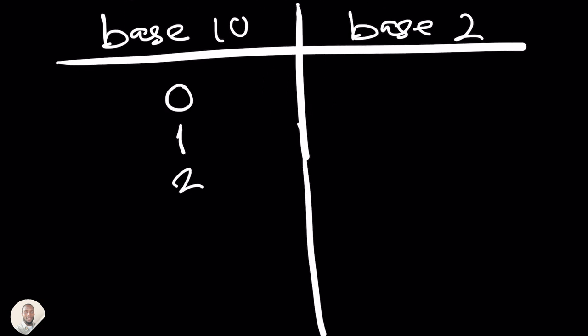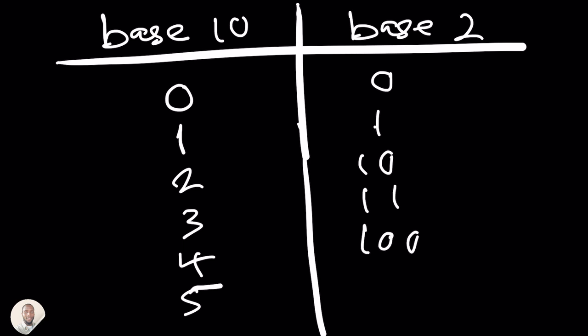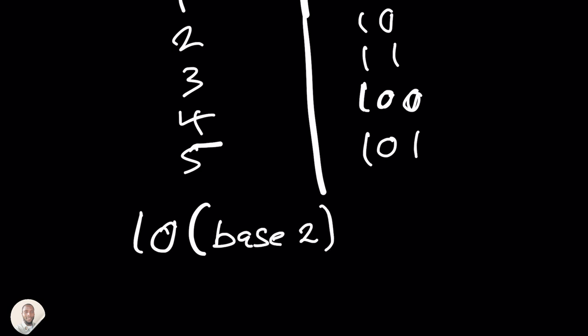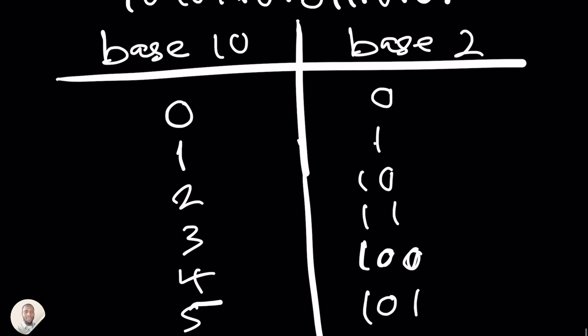0, 1, 2, 3, 4, 5. Then in the base 2 version, it becomes what? 0, 1, 10, 11, 100. Sorry, not 100, 100, then 101. You see, in binary, 10, which is in base 2, is equal to what? 2 in base 10. Look at it: 10 in base 2 is equal to 2 in base 10.